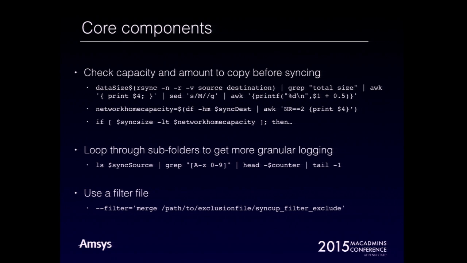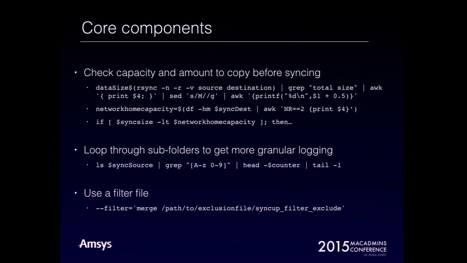Then we do a df command on the network home folder to see how much space is there, and this respects the user quota. So the basic comparison is: if the amount of data I'm moving is more than the space in the network home, log it, send an email, and don't bother.